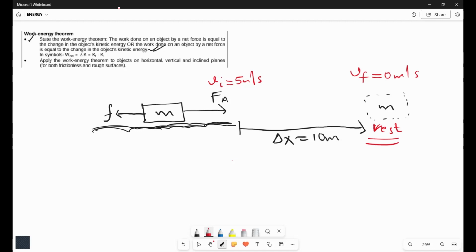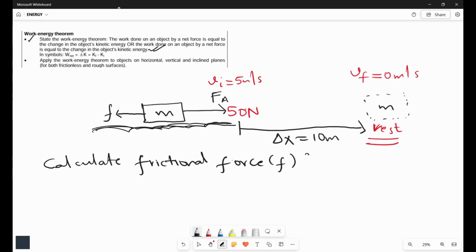All right. Now, let's say we want to calculate, and we have an applied force of 50 newtons, 50 newtons, not 50 watts. Now, let's say the question asks us to calculate the frictional force. Here is a question: calculate what? Frictional force. Now we're going to use what?